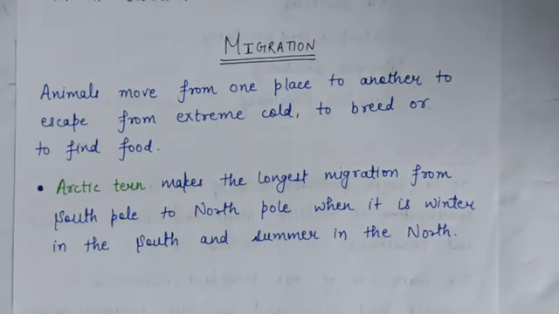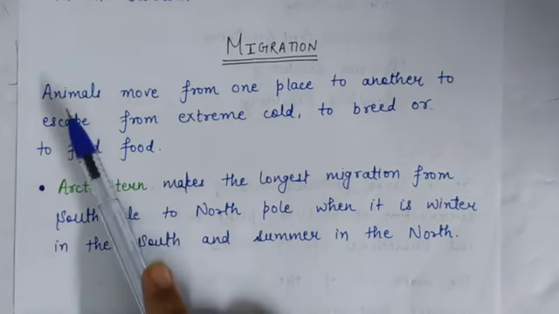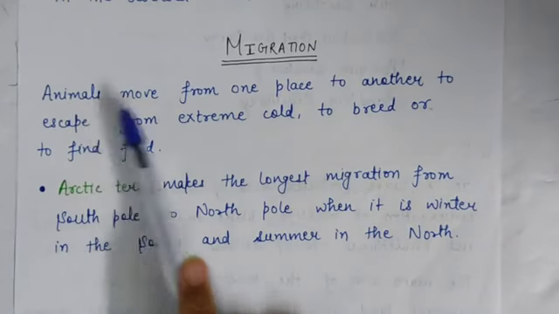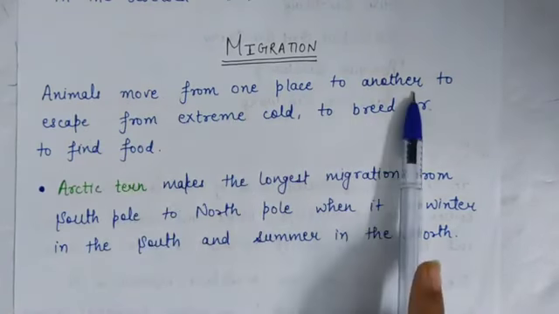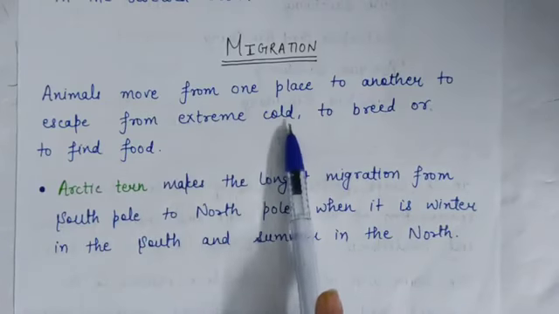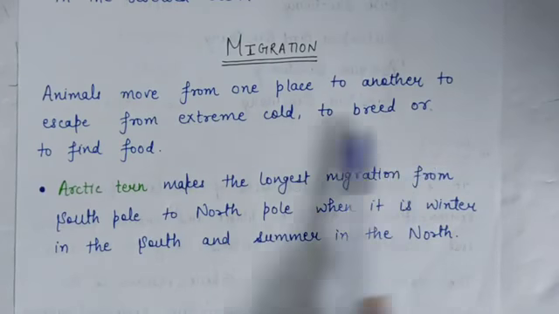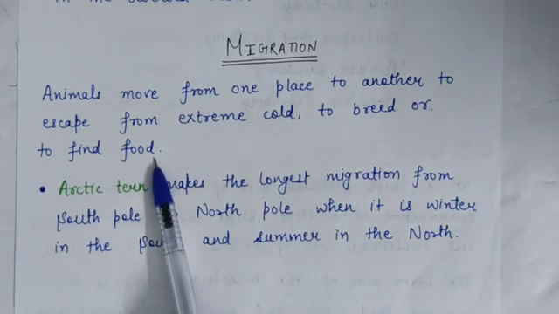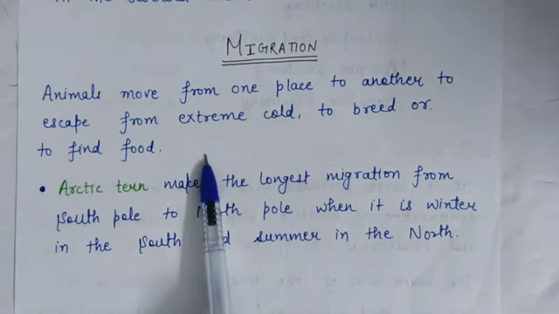Next question was, define migration. Migration is when animals move from one place to another to escape from extreme cold, to breed or to find food. So this is called migration.